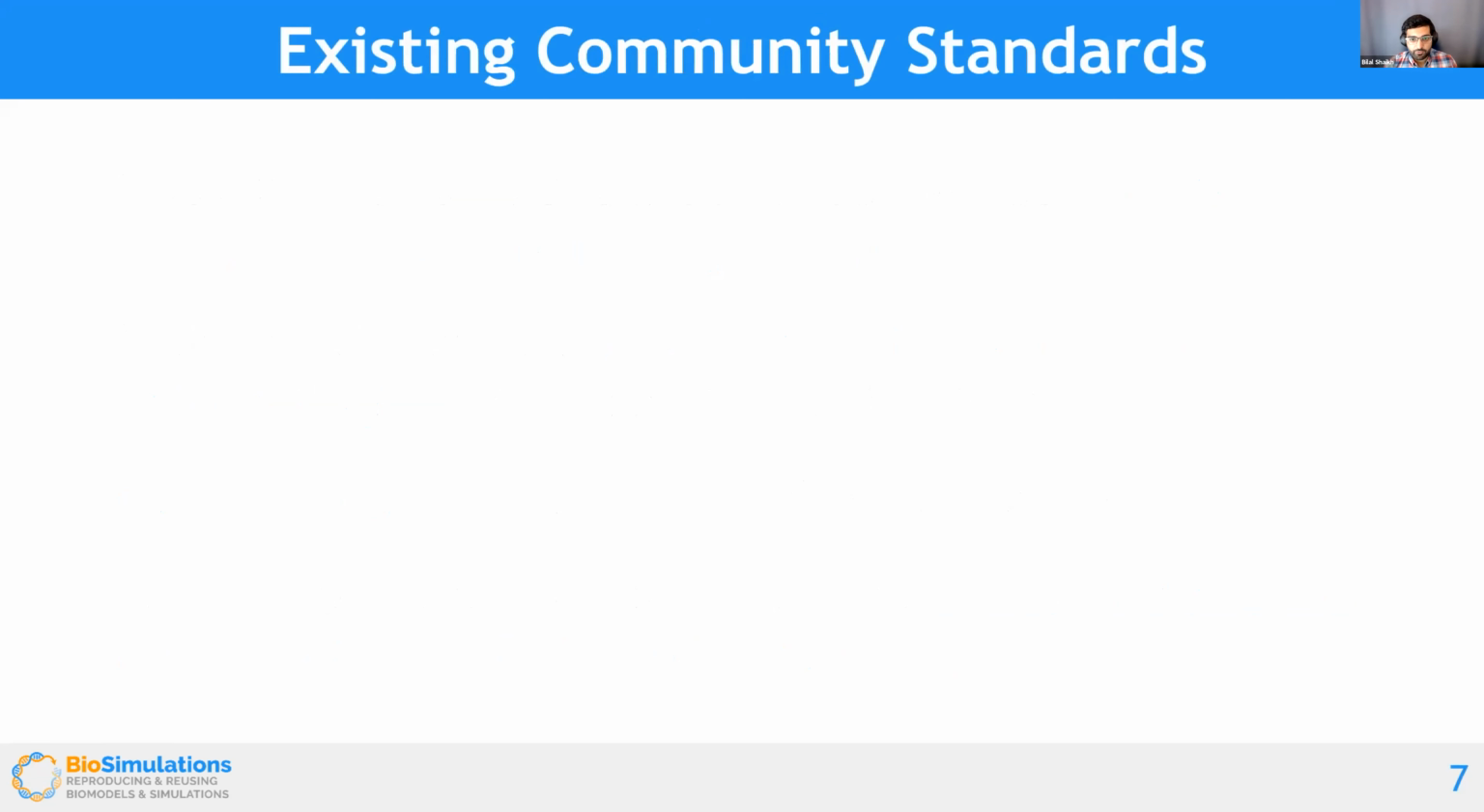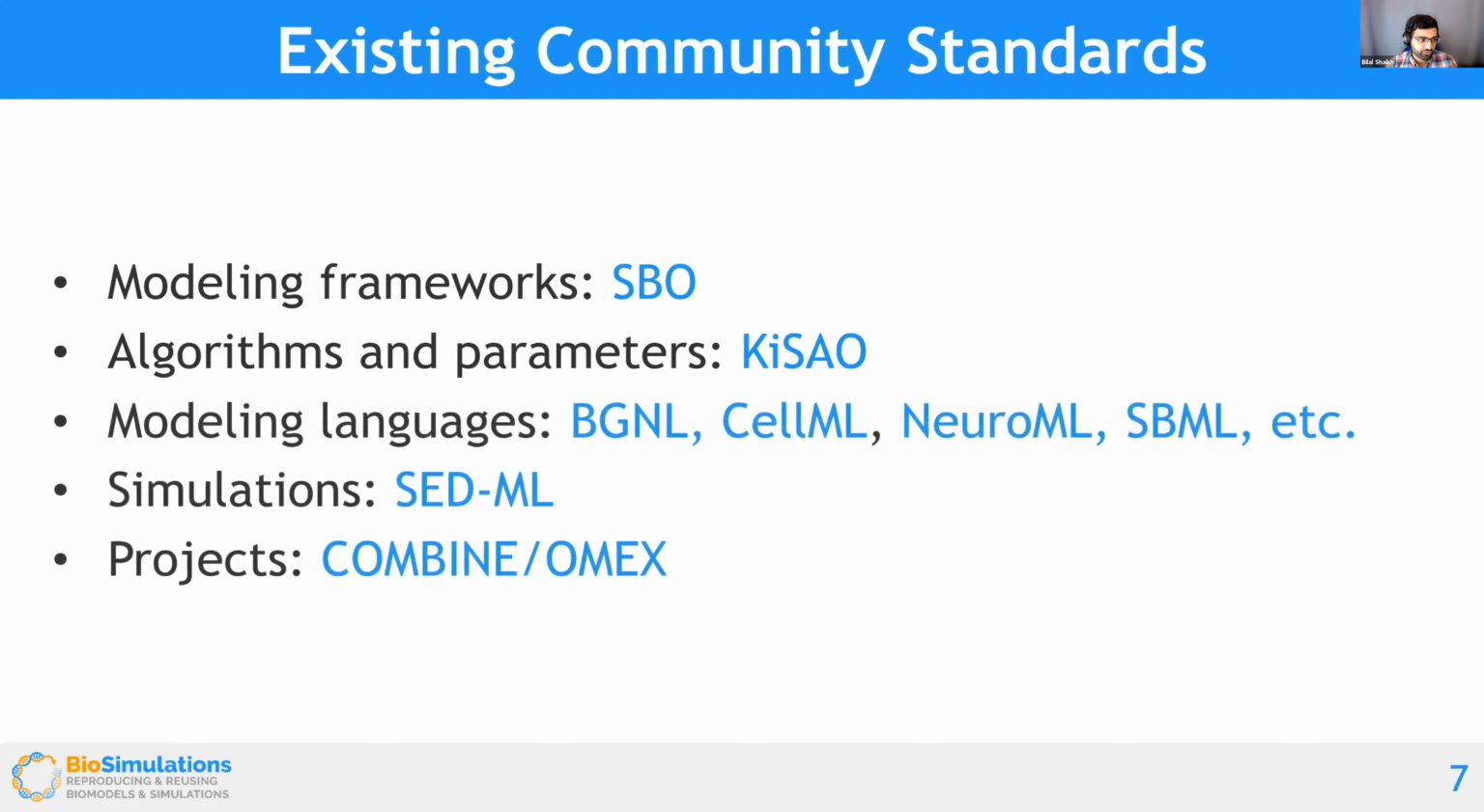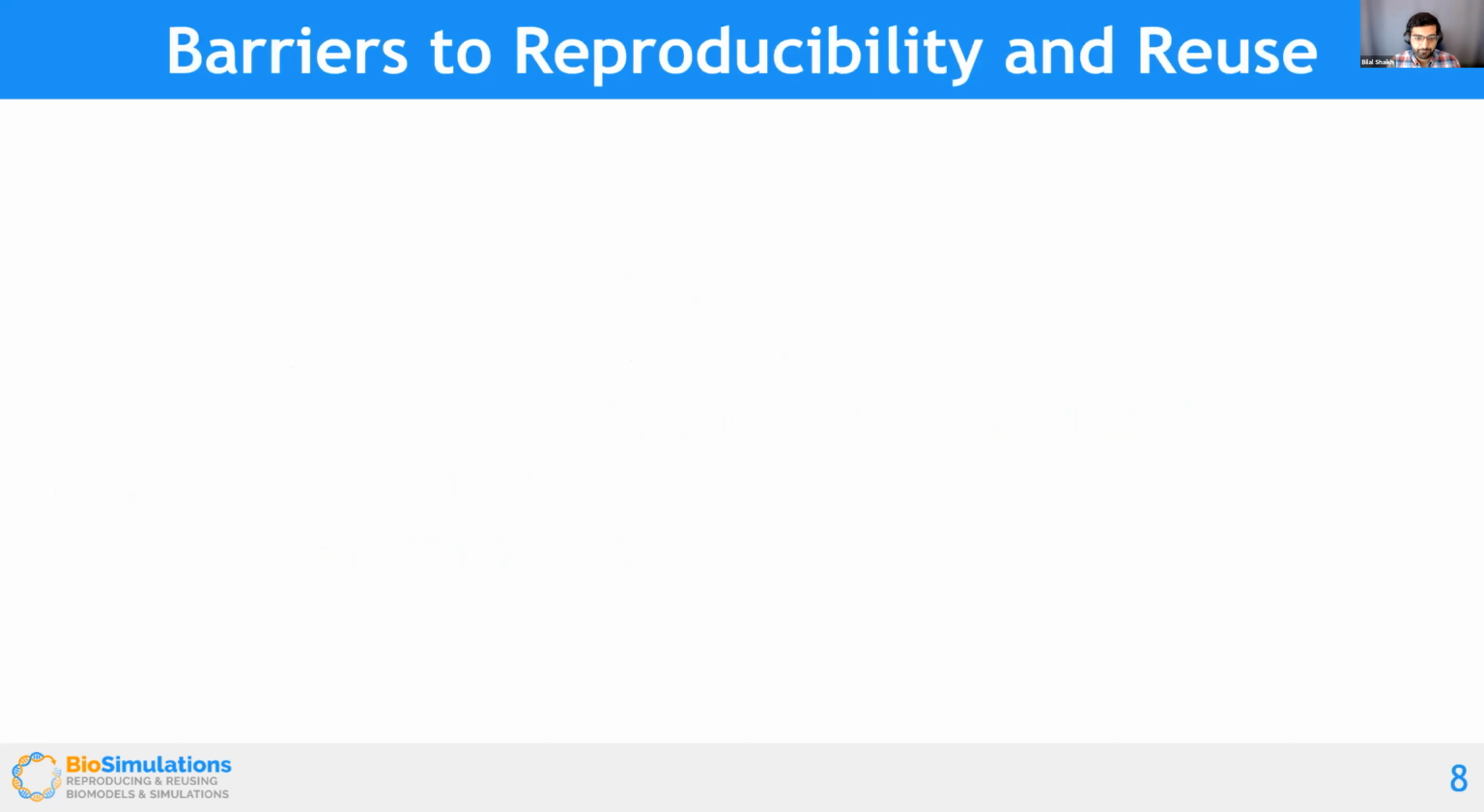We do have quite a few existing community standards that are designed to make this sort of interoperability possible. For example, keeping track of things like the different frameworks, different algorithms and parameters, we have some community ontologies. For actually designing and constructing models and simulations, there are languages such as SBML and SED-ML that we've been discussing, as well as other languages for other domains such as CellML and NeuroML. And like we were going over yesterday, there is a way to containerize all of these into projects through the COMBINE Archive standard.